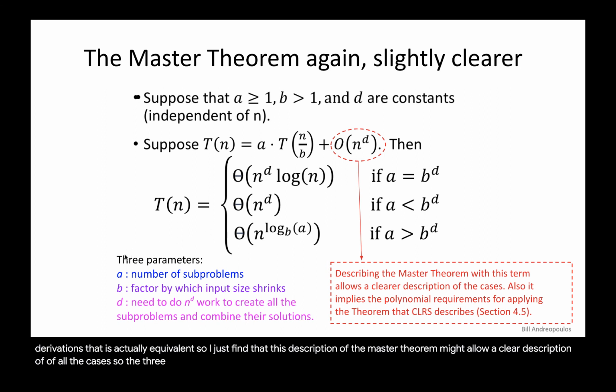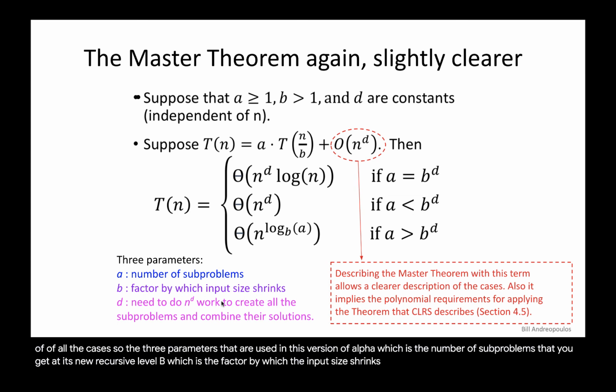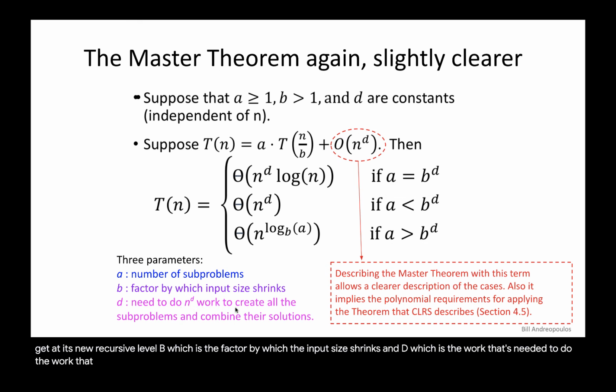So the three parameters that are used in this version are alpha, which is the number of subproblems that you get at each new recursive level, b, which is the factor by which the input size shrinks, and d, which is the work that's needed to be done in order to divide the input into all the subproblems and then combine their solutions.